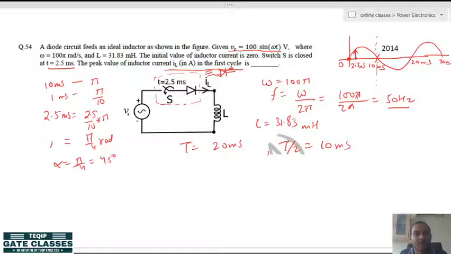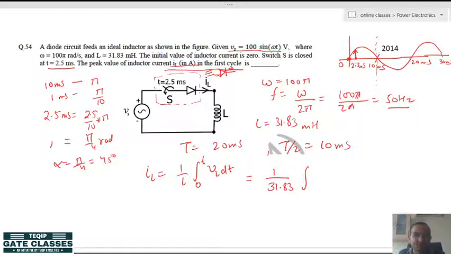Now you have to find the inductor current in the first half cycle. You know that the inductor current I is equal to 1 upon L times the integration from 0 to t of VL dt. Here 0 means the time at which the switch has been closed, so this 2.5 will act like a 0 to the inductor. So, we can simply write 1 upon 31.83 millihenry.